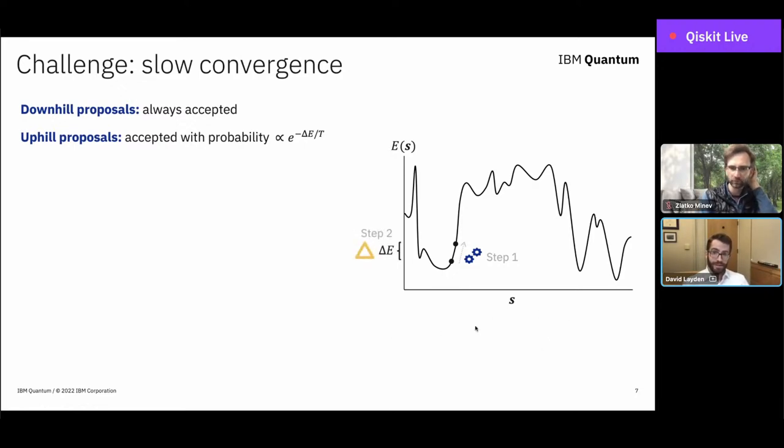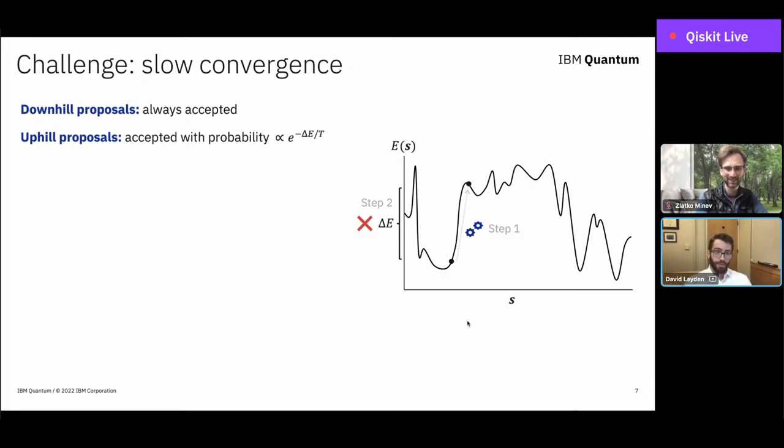Now, this particular one is not so far uphill, and so it should still be accepted with an appreciable probability. But if you instead were to propose a move like this in step one that tries to escape all the way out of this local minimum in one shot, this is very far uphill, and so it's overwhelmingly likely to be rejected, meaning that you would just return to where you started and try again for another iteration. And the reason why these rejected moves matter is because the clock is still ticking. So if you do one of these iterations and you don't actually end up making the jump, that still counts as an iteration. And the net result of this asymmetry is that these algorithms tend to be quick to find their way into local minima, but then they tend to get stuck there for a long period.